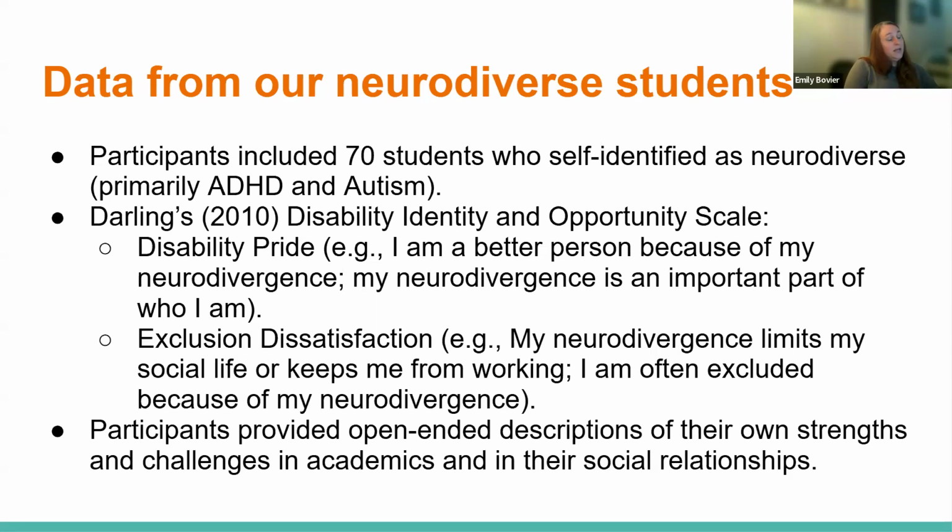In addition to getting quantitative data where students rated the degree to which they identified with those statements, participants also provided open-ended descriptions of their own strengths and challenges, both in the classroom and outside of the classroom as well, because we know that success in college is not contingent simply on performance in academics. It includes things like interpersonal relationships, the ability to live independently. There are a lot of different factors that can load into what success might mean in college.